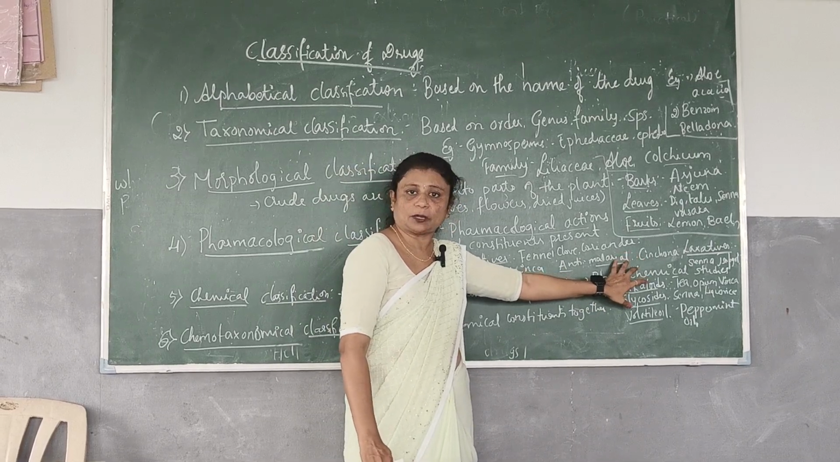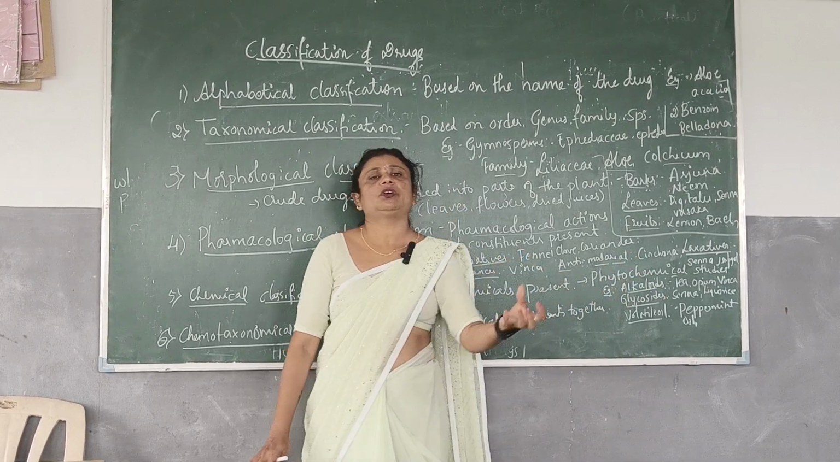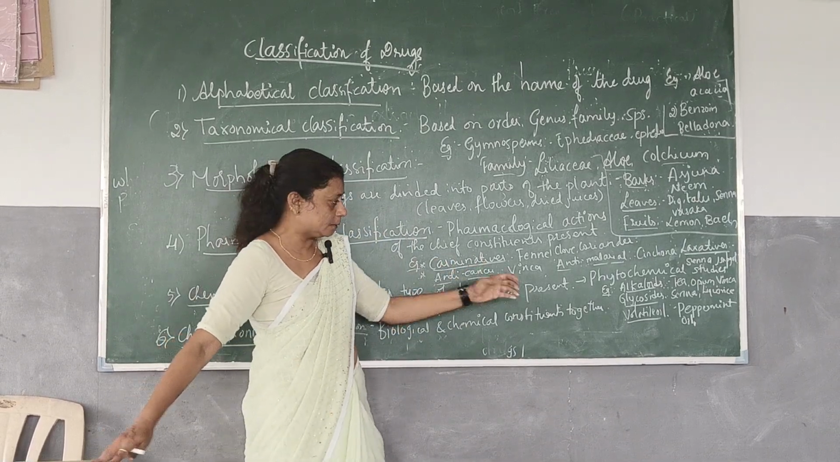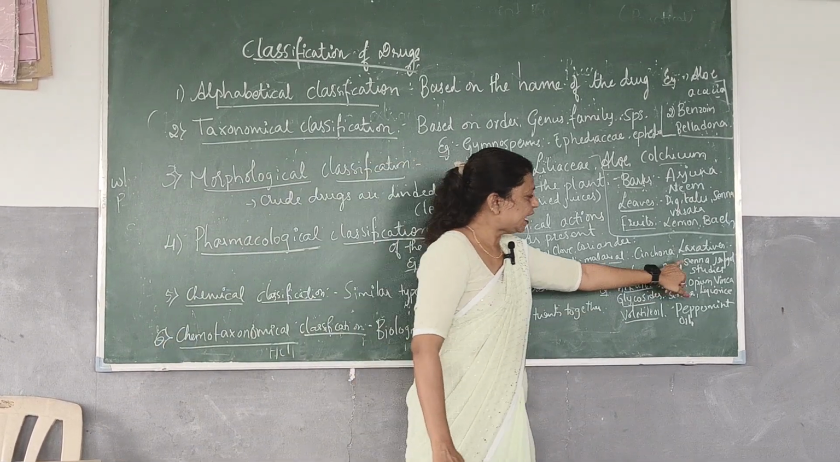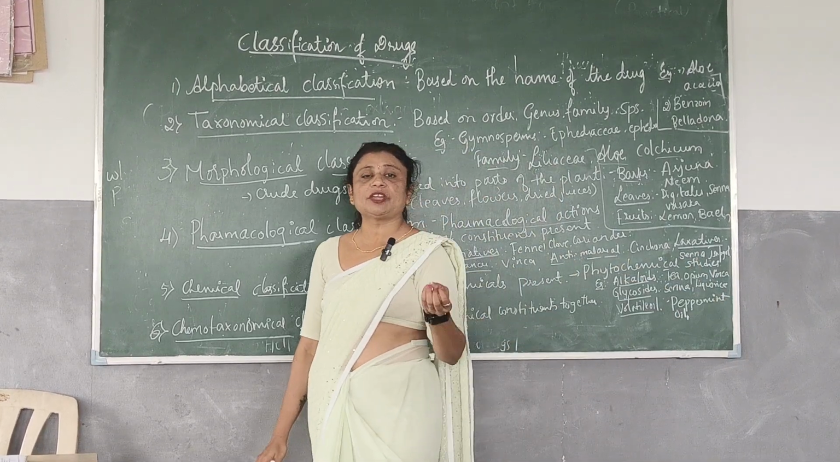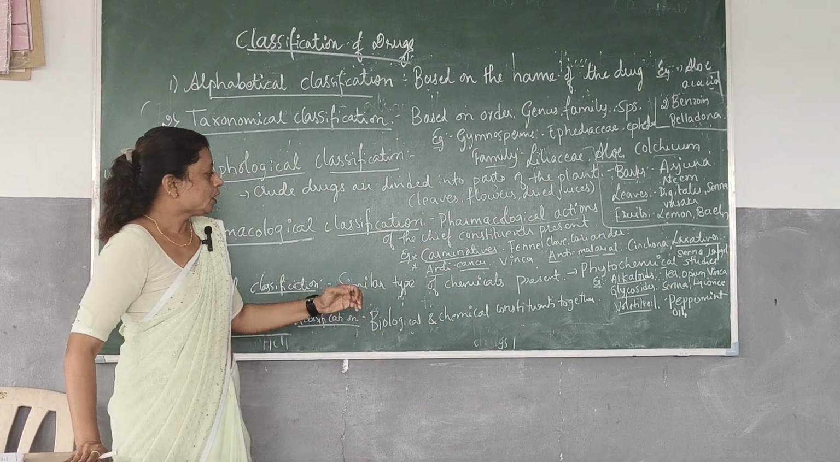Anti-malarials, an example is cinchona. Cinchona contains active constituents like quinine and quinidine. Those are used as anti-malarials. Next, laxatives, examples are senna and isabgol, meaning the drugs which are used in the treatment of constipation.